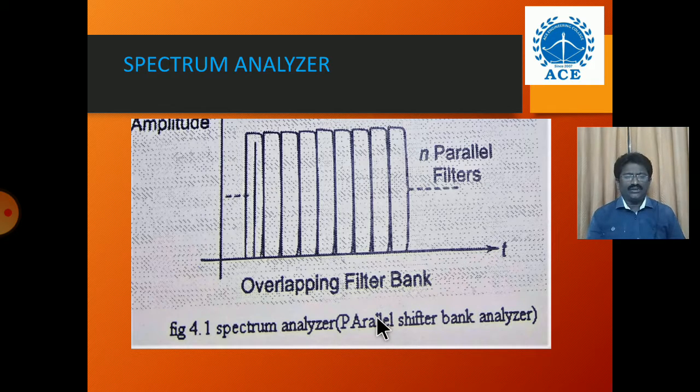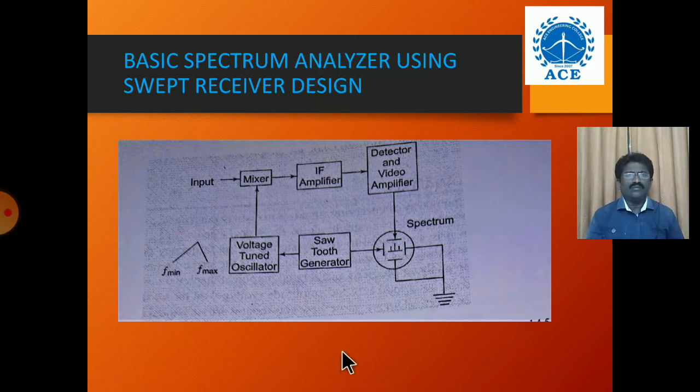So in the block diagram you can observe one mixer, a voltage tuned amplifier and a sawtooth generator, a detector, a video amplifier and an IF amplifier, the mixer, and one display. So this is the spectrum analyzer.